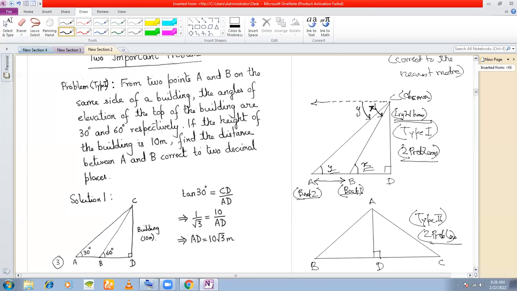Either they will give you this, and you will have to find out the height of the lighthouse, or the height of the lighthouse will be given, and this you will have to find out, the distance between the boats. This is one type of problem that you're going to come across.